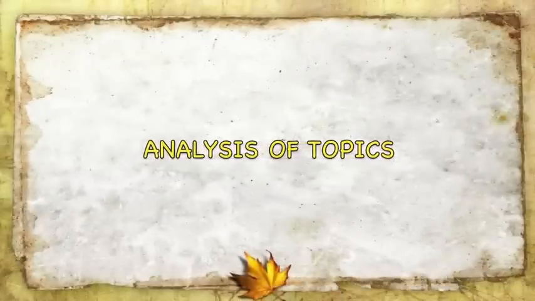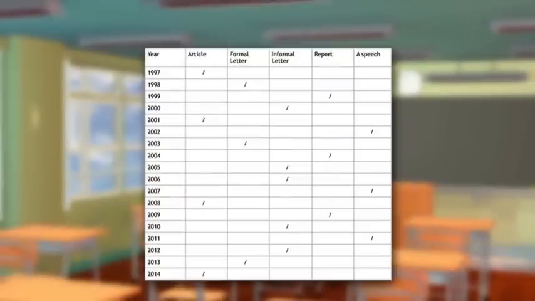Analysis of topics. Every year, students are given different instructions on types of essay and topics. This table highlights the essay format that had appeared from 1997 to 2014. 5 different types of essays have been asked in Section A. They were article, formal letter, informal letter, report, and speech. Out of these 5 essay formats, informal letter was the most popular.